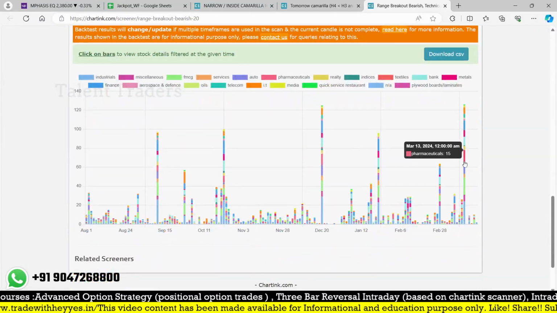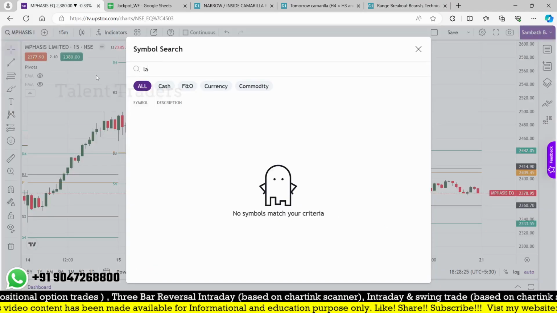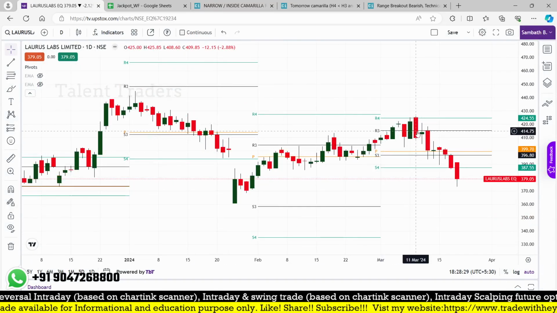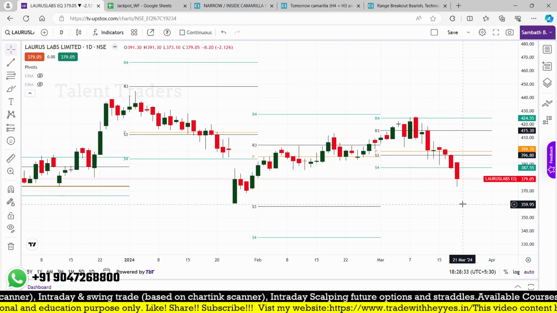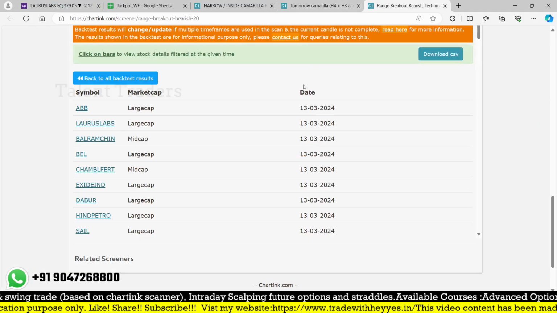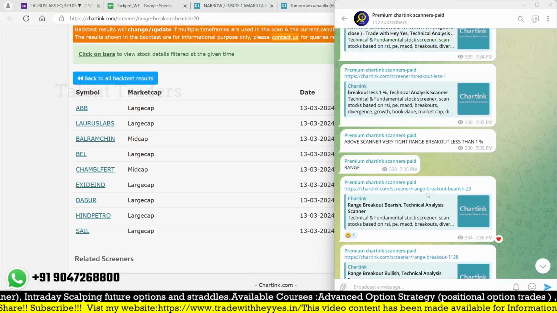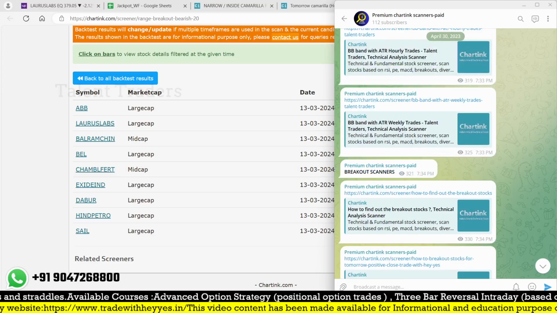I think a huge number of stocks happened on the 13th. This is a breakout scanner on the daily time frame: 11th, 12th, 13th. After that low, we are looking for a downside. So this is the range breakout scanner. You are asking how to use that scanner group. In this detailed scanner group, you can look at these breakout scanners.